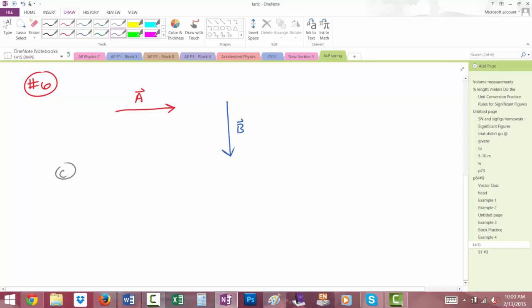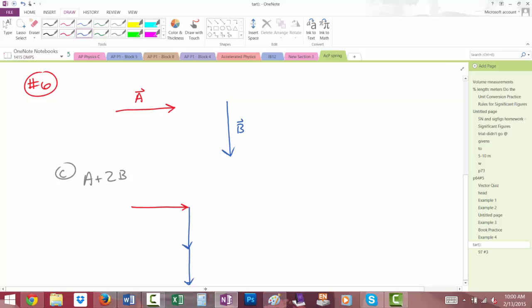So in part C, it says A plus 2B. What does the 2 mean? Any gut feeling? What is that 2 going to mean? 2 B's. That's exactly what it means. We're going to take the value of B and we're going to make 2 of them. So instead of having 1, we're going to have 2. So it's going to be A plus 2 B's. That's what multiplication means, isn't it?